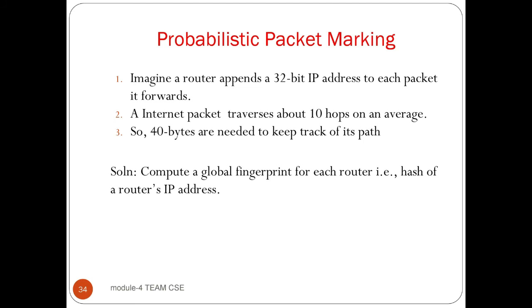First point: imagine a router appends a 32-bit IP address to each packet it is going to forward. Second, the internet packet traverses about 10 hops on average, so 40 bytes are needed to keep track of its path. Solution: compute a global fingerprint for each router, that is, the hash of the router's IP address.